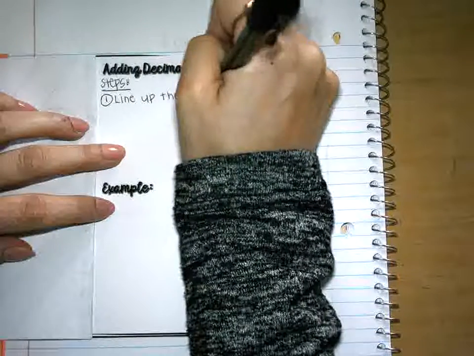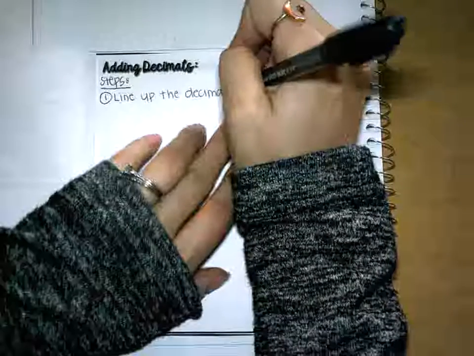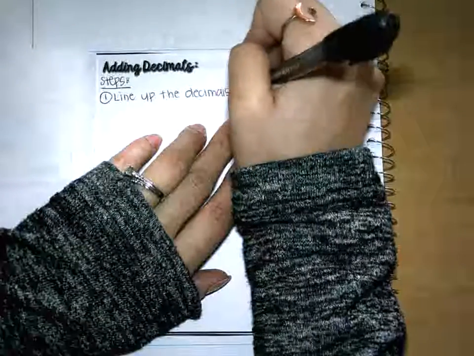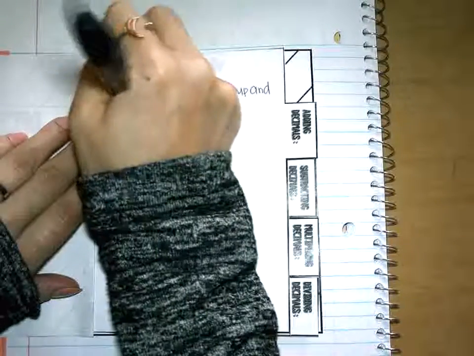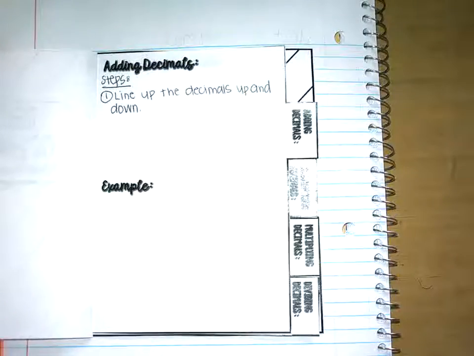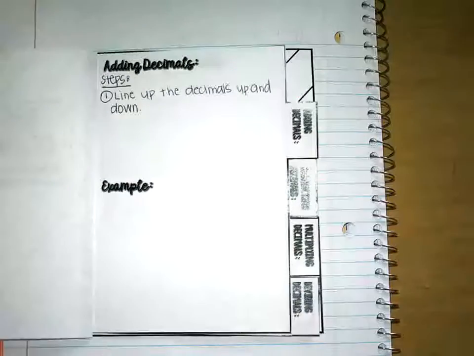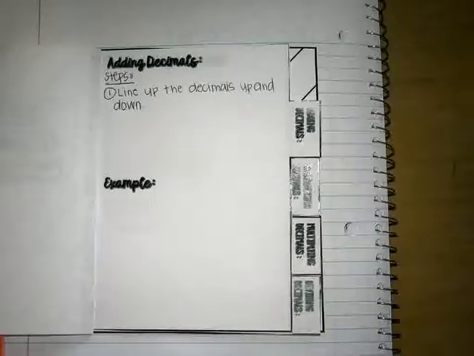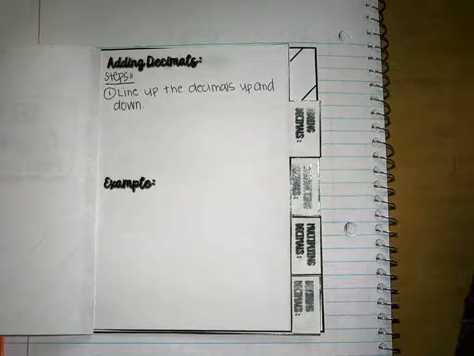So line up the decimals vertically, meaning up and down. So line up the decimals up and down. Got to be straight up and down. If they're not straight up and down, we will have issues.